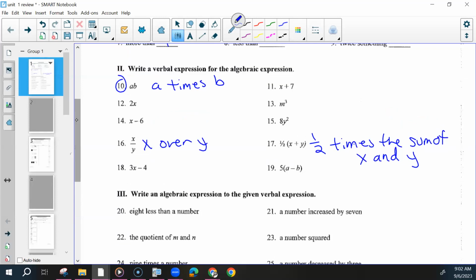Sure. So in 13, there's only one thing happening here. It's being raised to the 3rd power. So you can either say M raised to the third power, or M cubed. And that would work. Or the number 12. It's twice a number, so we could say twice X, any of those would work. You could say twice a number X if you want to specify. Any others in that section?